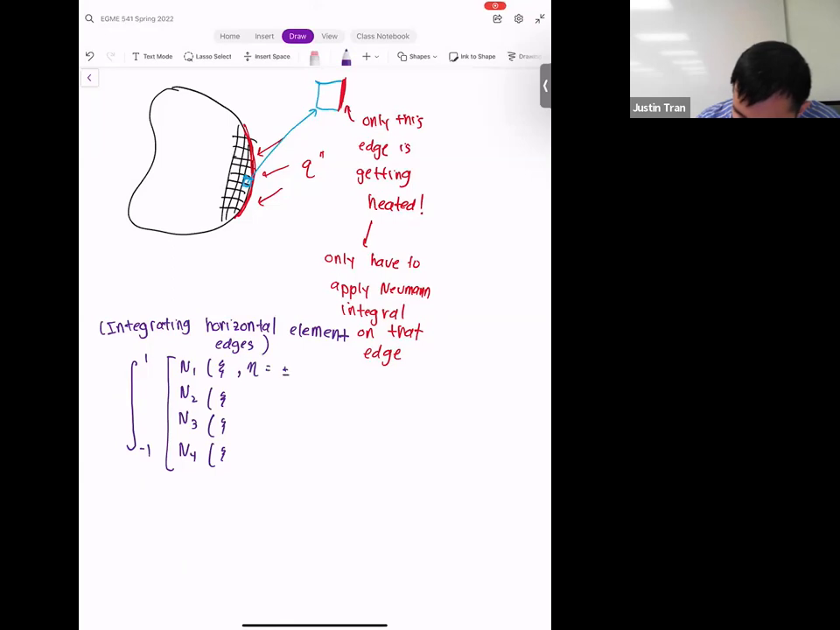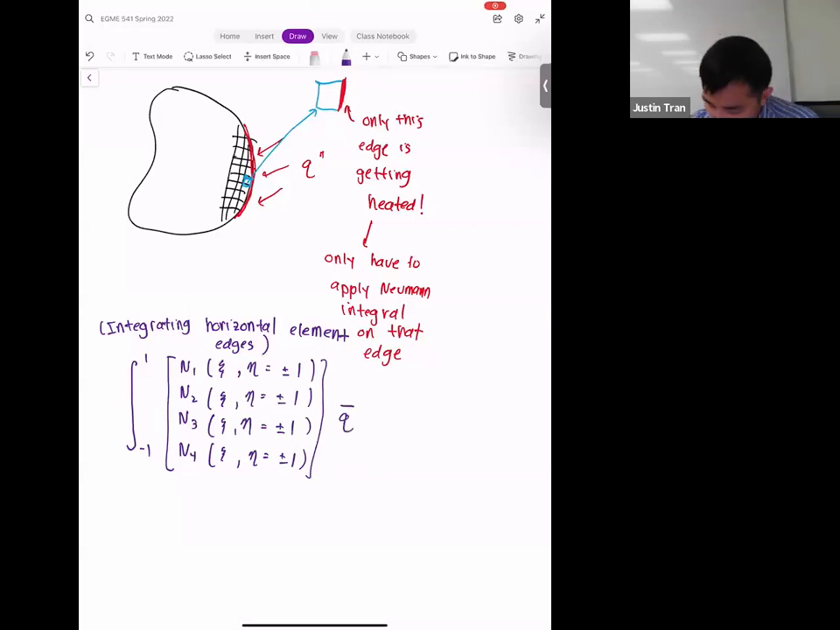But our eta is going to equal either plus or minus 1, and we're just going to set that in right away. Then we have our Neumann flux. We have the length of the edge divided by 2, and we're evaluating over epsilon.